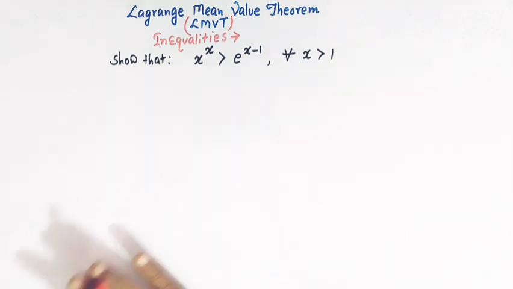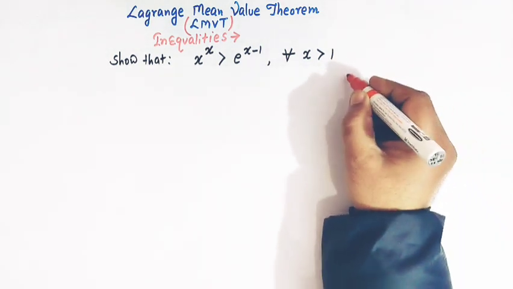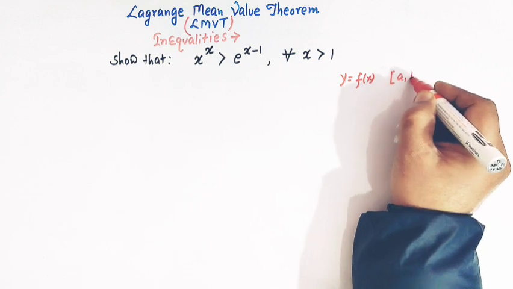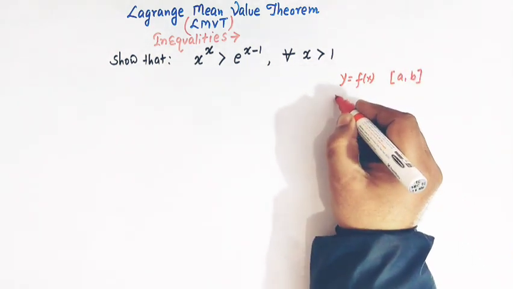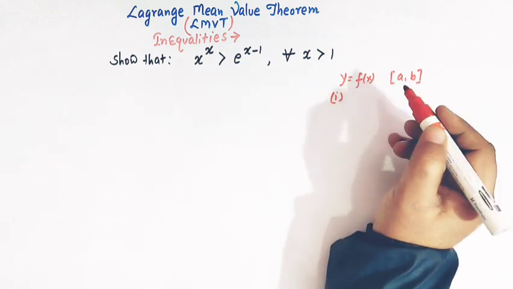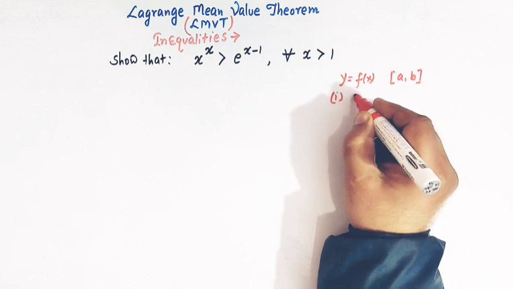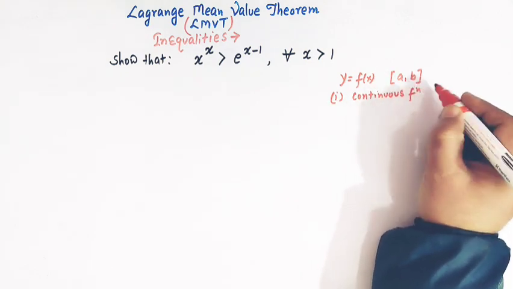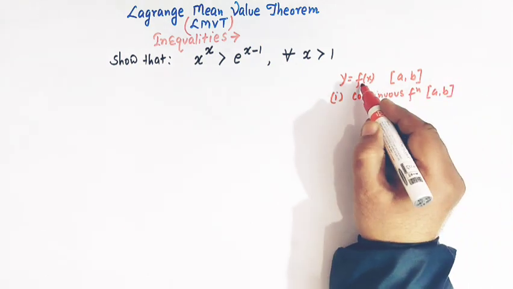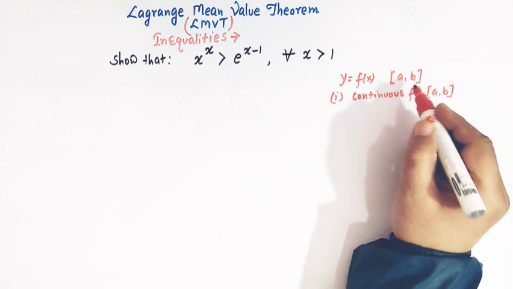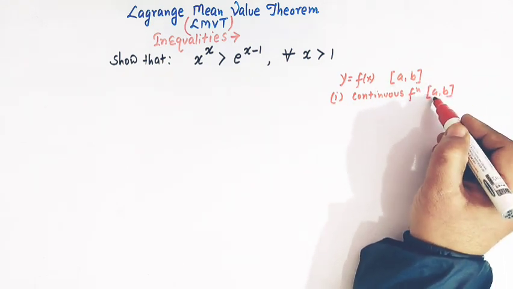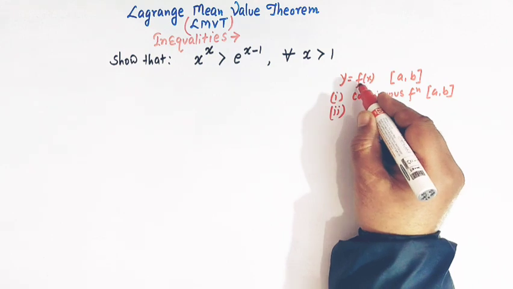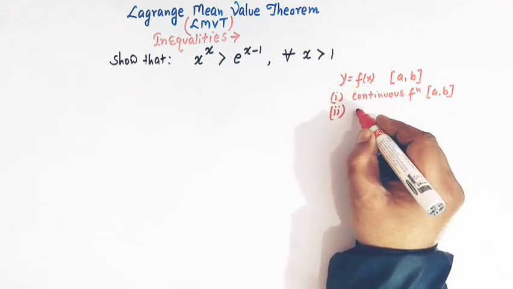So viewers, the statement of Lagrange's mean value theorem goes like this. Suppose we have a function, say y is equal to f of x, which is defined in some interval, say a comma b, right? And if this function satisfies two conditions, that is, f of x is a continuous function in the interval a to b, right? So this function has to be continuous for all values of x belonging to this closed interval a comma b.